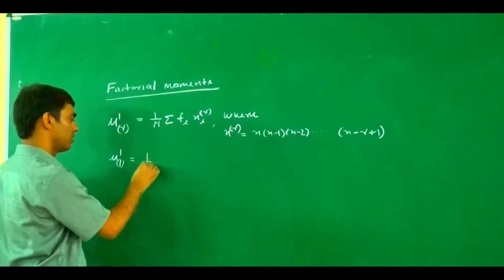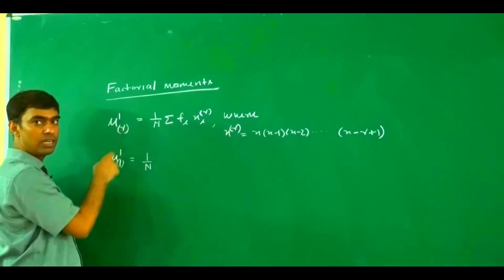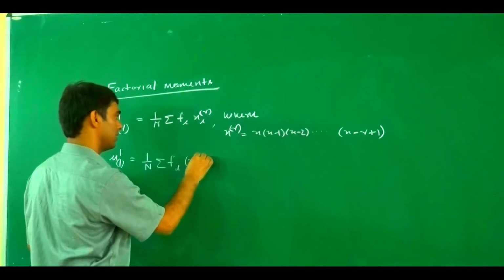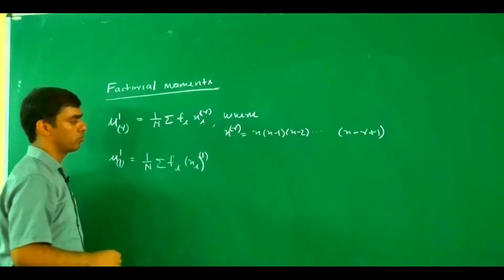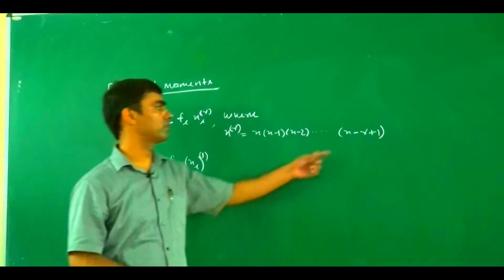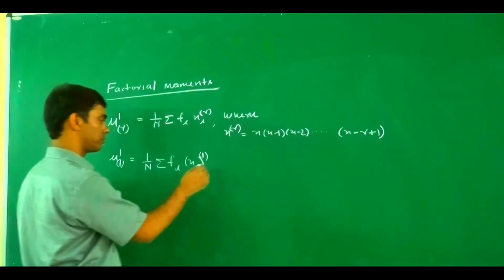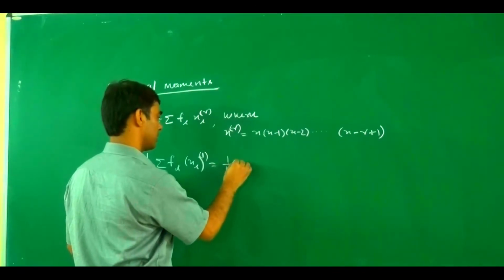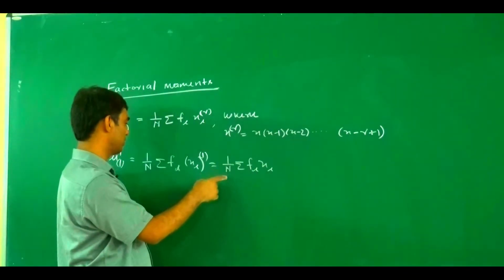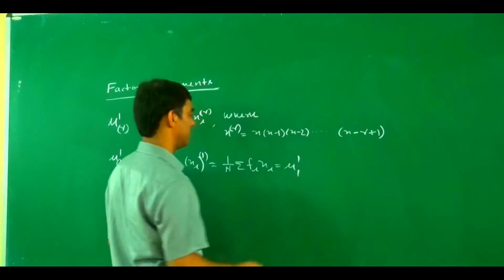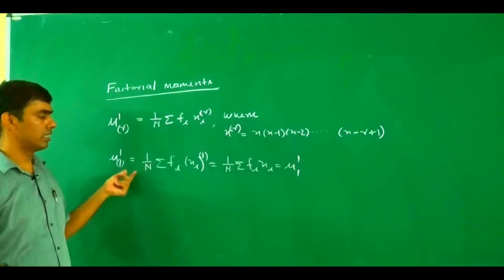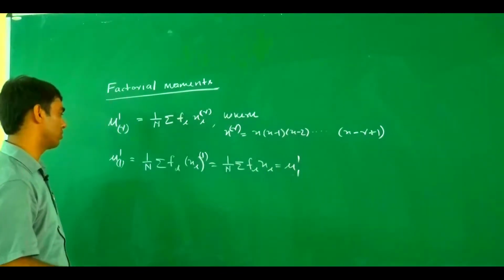So in terms of factorial, what is mu 1 dash? Mu 1 dash equals 1 upon n summation of fi xi to power 1, since r is 1. If r is 1, x minus r plus 1 becomes x minus 1 plus 1, so this becomes 1 upon n summation of fi xi, which is the moment about origin, mu 1 dash. So the first factorial moment equals the first moment about the origin.